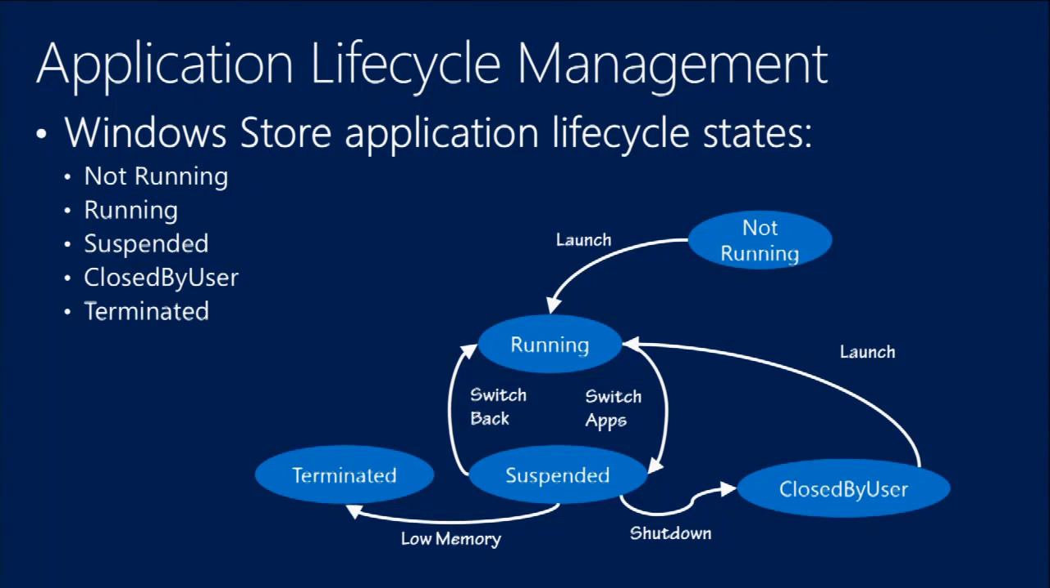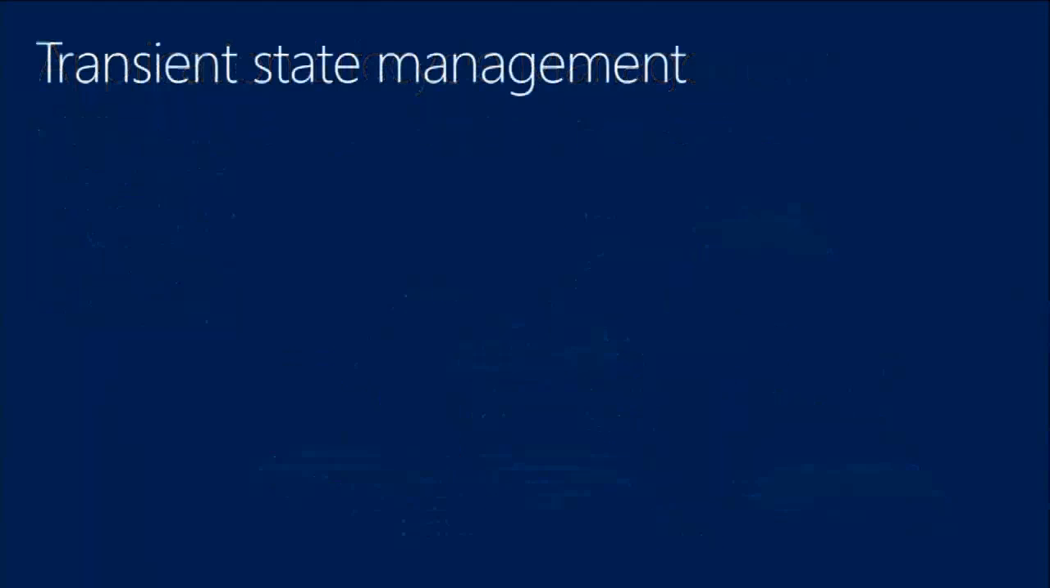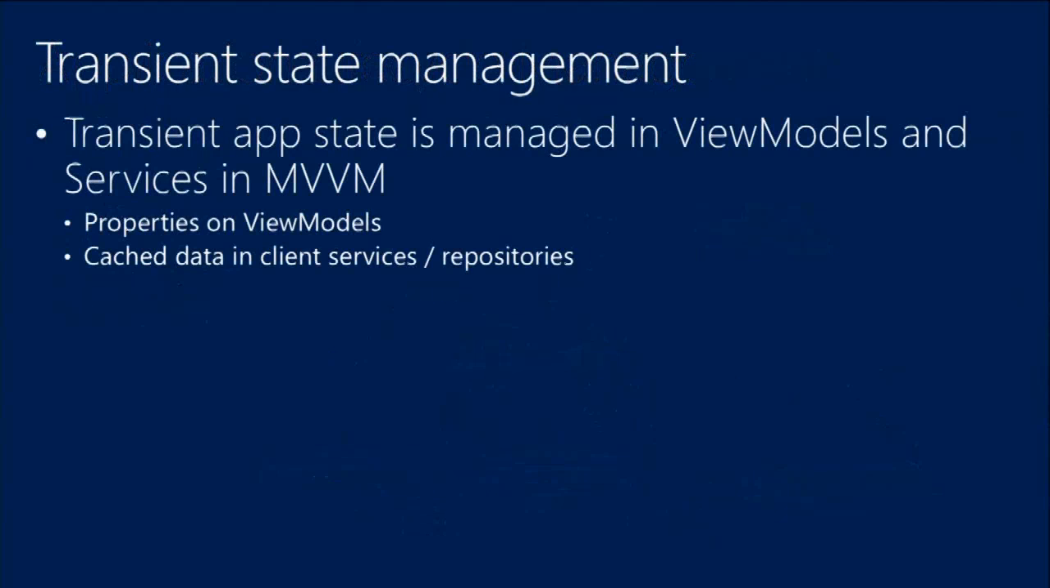So one of the things we did in Prism is tried to make this a lot easier for you and automate some of the process of saving off that state and restoring it for you when you get terminated and you launch the app again. So basically, when you're in an MVVM world, the place where most of that state probably is going to reside is in properties of your view model.